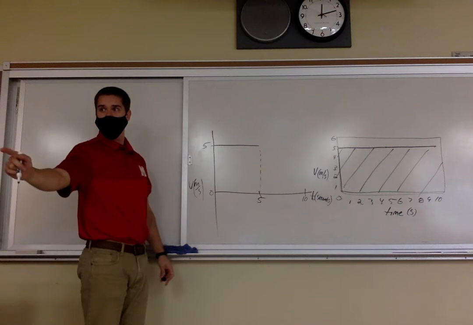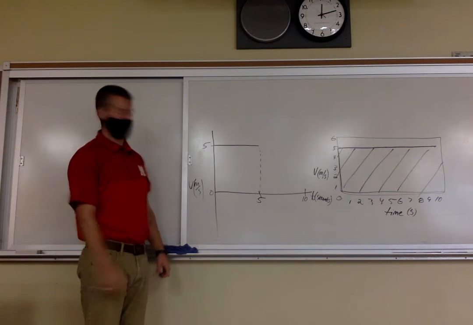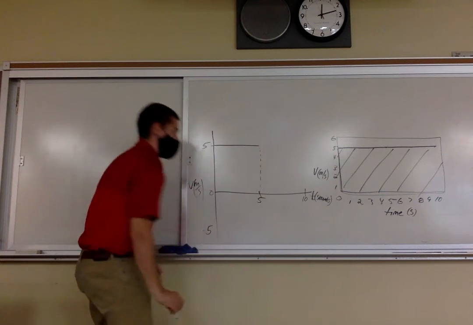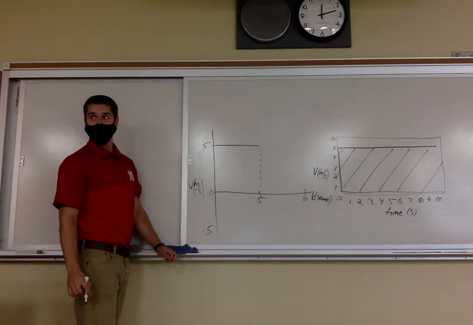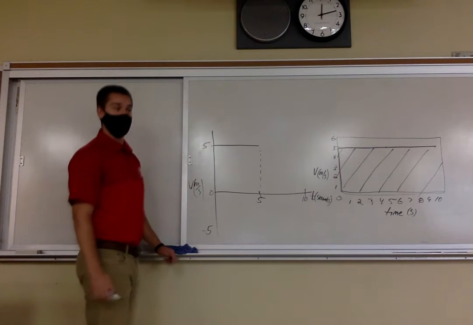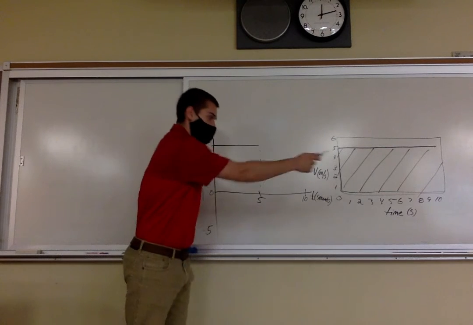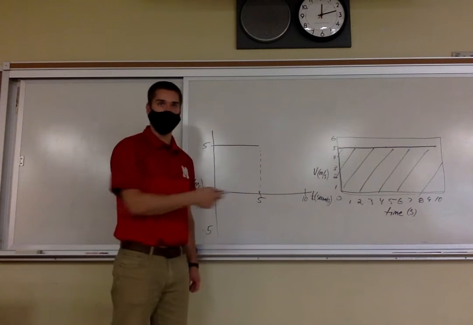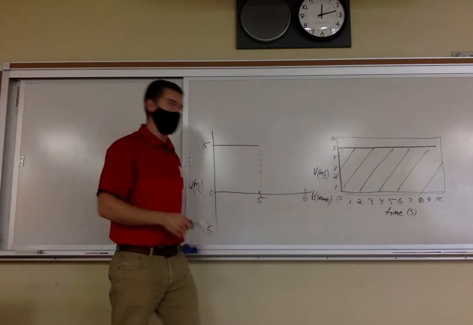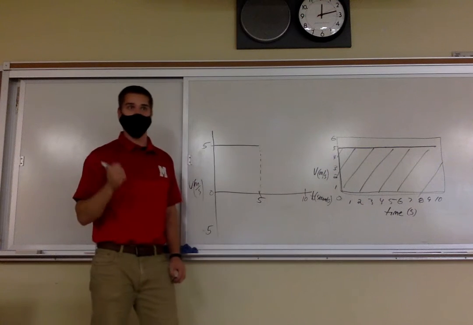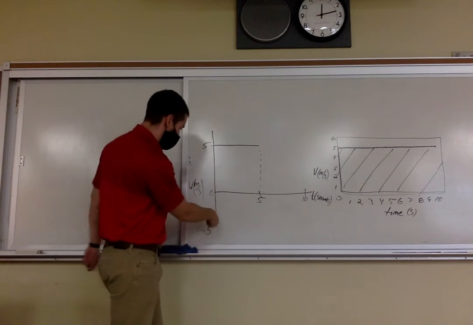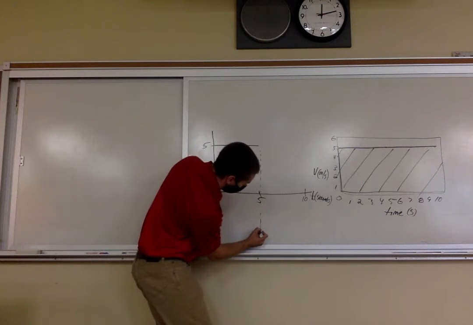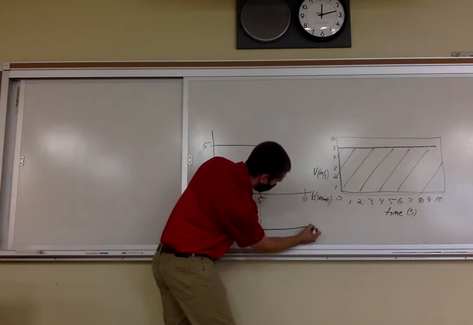What do you say, Maggie? Negative. Negative 5. Right? This goes back to the coordinate system. We have two dimensions. Really only one. X direction. It's not going this way. So that means there's a positive direction and a negative. If I turn it around, I'm going negative 5. And that goes for 5 seconds, right?